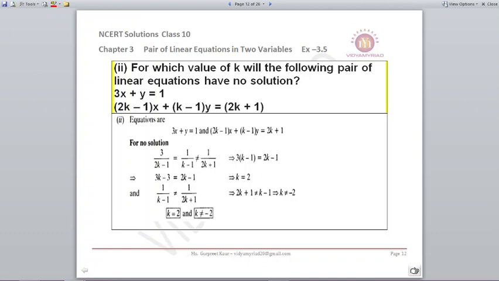So let us first find with A and B. 3 upon 2k minus 1 will be equal to 1 upon k minus 1. Cross multiply, you will get k is equal to 2. So similarly 1 upon k minus 1 is not equal to 1 upon 2k plus 1. So cross multiply, you will get k is not equal to minus 2. So the value of k is equal to 2 and k is not equal to minus 2 in the case of no solution.